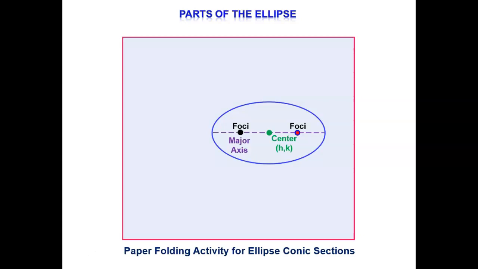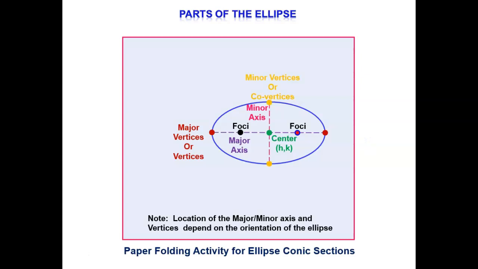So this is kind of like an egg shape. It's definitely longer in one direction than the other. So the longer side is the major axis. And then if we draw a line perpendicular to that through the center, we get the minor axis. At the end of the major axis are the major vertices. At the end of the minor axis are the minor vertices, or sometimes we call them the co-vertices.